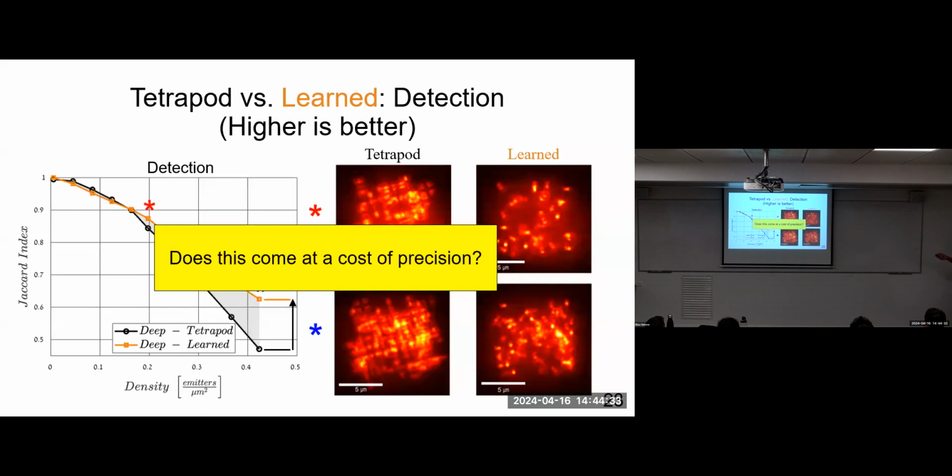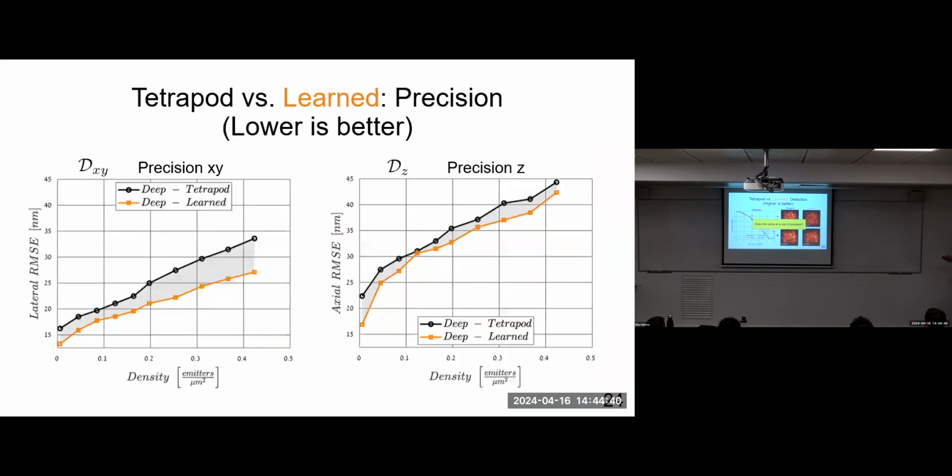So does this come at a cost of precision, right? We're shrinking the measurement, fewer pixels. You might expect that this hinders your 3D localization ability. Actually, no. Also in precision, we do better, both laterally and axially. And again, RMSE measures precision, so lower is better.